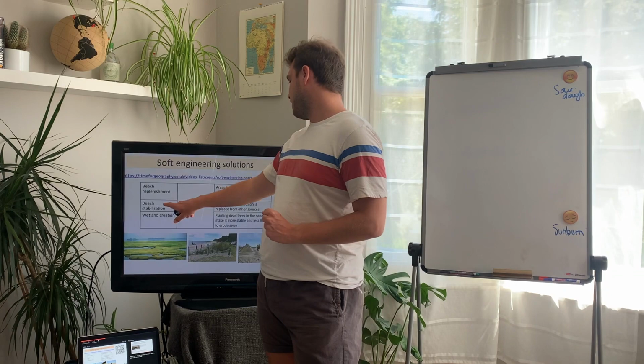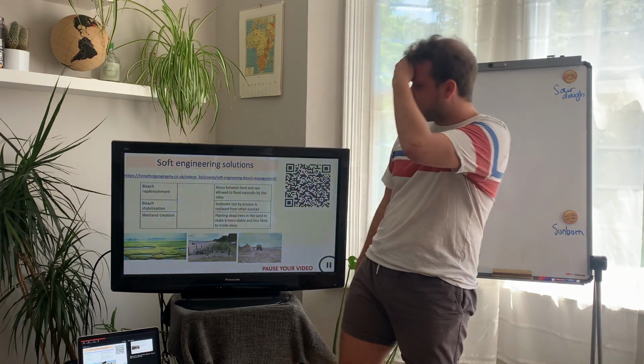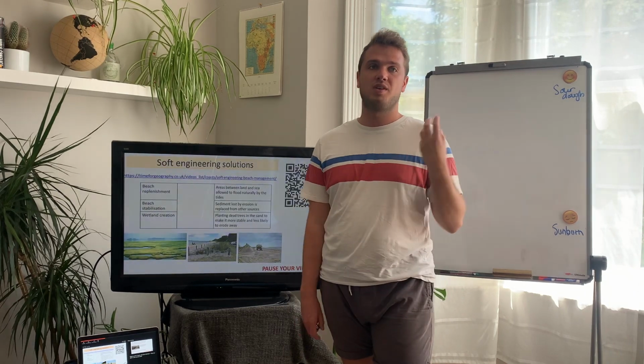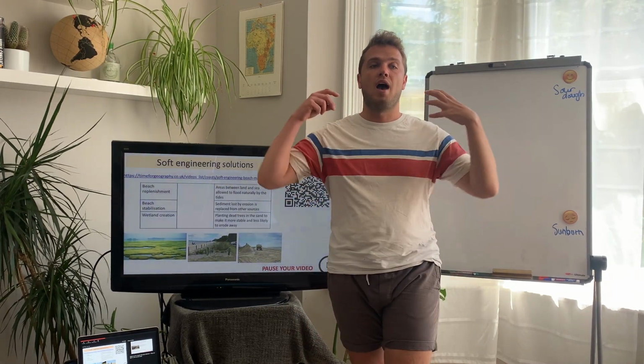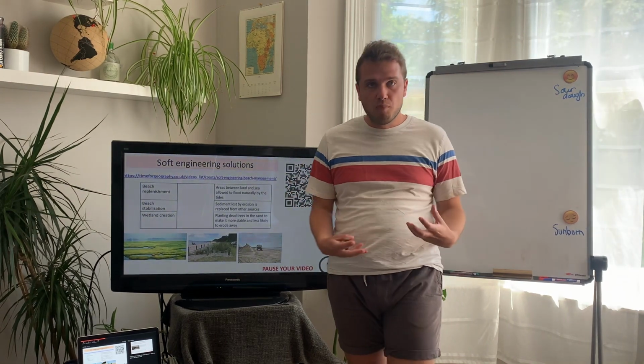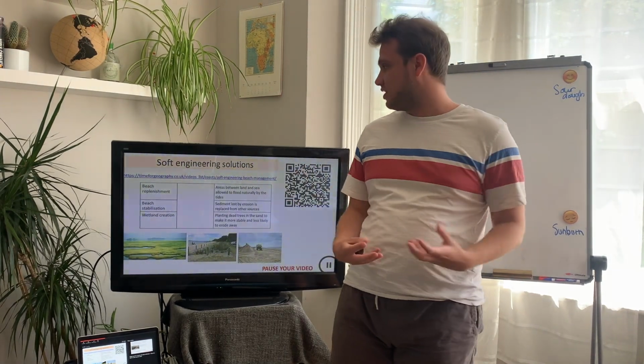Beach stabilisation is planting dead trees in the sand to make it more stable and less likely to erode away. So by planting plants within the soil, often they will grow roots. The roots will then bind the soil together. They'll create a bit of moisture. They'll make sand dunes more stable.